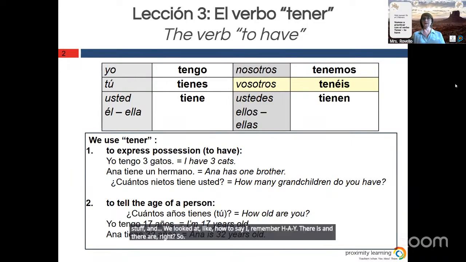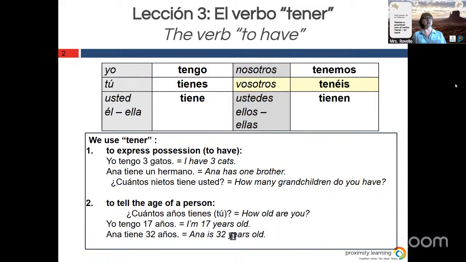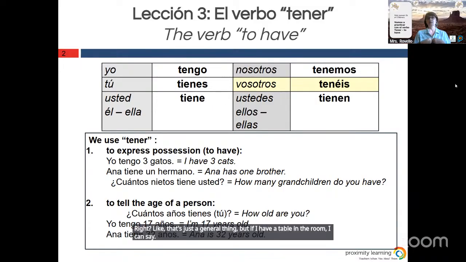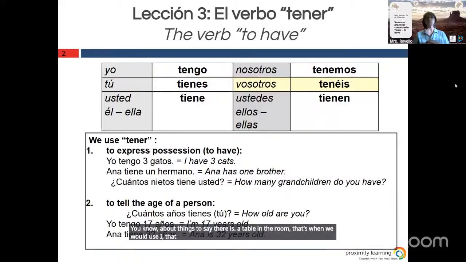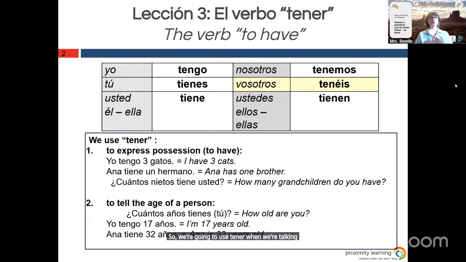So hay una mesa en el cuarto, there's a table in the room, right? Like that's just a general thing. But if I have a table in the room, I can say tengo una mesa en el cuarto. That's showing possession versus general talking about things, to say there is a table in the room. That's when we would use hay. So we're going to use tener when we're talking about possession, like to have.